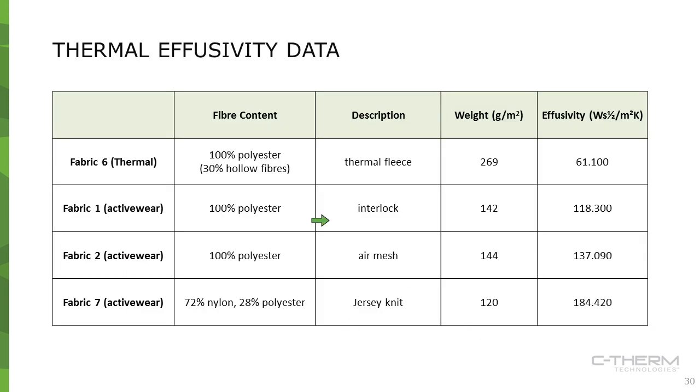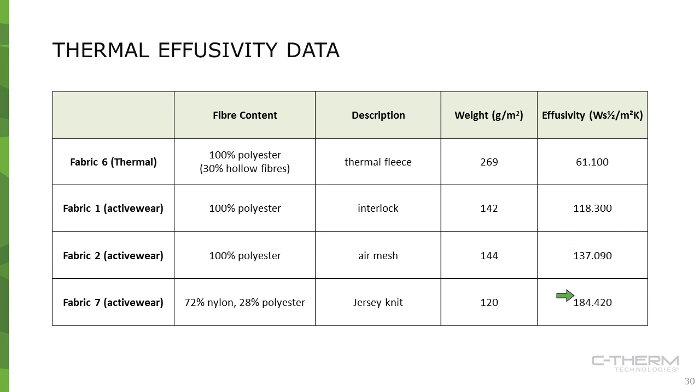Here are some examples of some testing done that Shannon presented, and just gives you some illustration of the values, different weights of these materials. So looking at a thermal fleece, an interlock polyester material, an air mesh polyester, and a jersey knit. And you can see the different effusivity values to these.